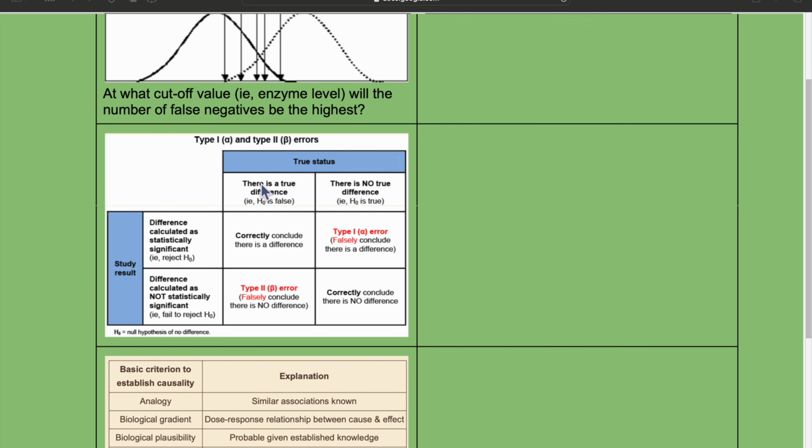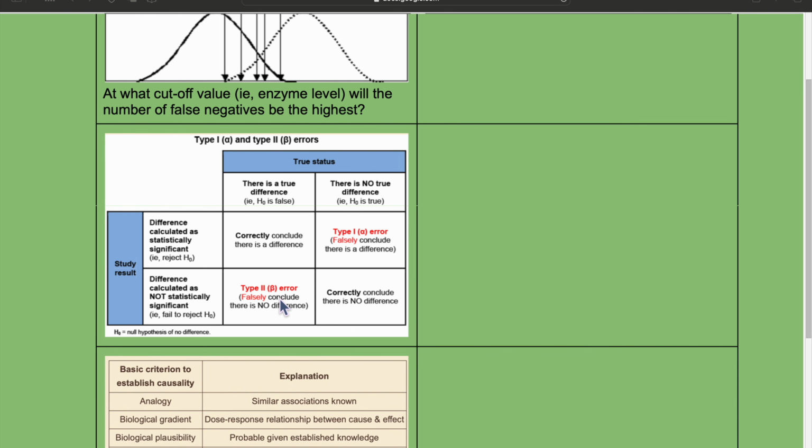Okay, and then there's another instance where there is a true difference, however the study does not find it, and it says that difference calculated as not statistically different, so we fail to reject null hypothesis. Okay, so that is type 2 beta error, and it falsely concludes there is no difference, and if there is no difference in reality and the study also, then correctly conclude there is no difference.